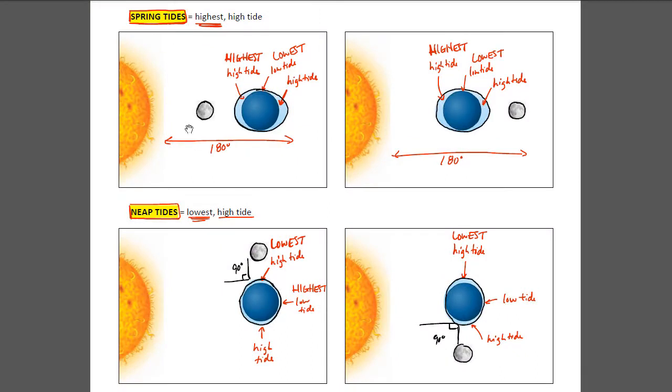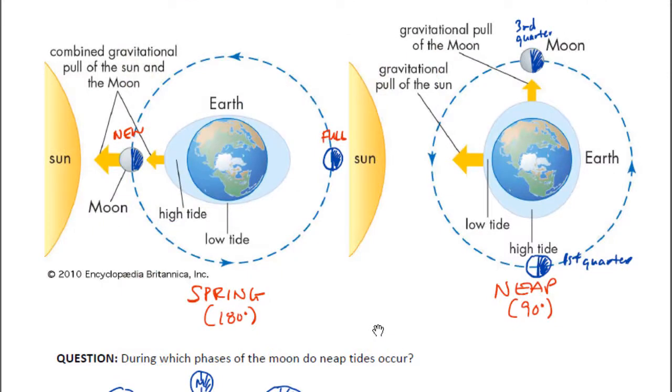So again, a spring tide is when they are in line. You get your highest high tide and your lowest low tide. And a neap tide is when they are at 90 degrees to one another, and you get your lowest high tide, smallest bulge, and then your highest low tide. Please memorize these terms, spring tide and neap tide, and be able to identify and draw the diagrams that go along with them. Here's another way of looking at it.